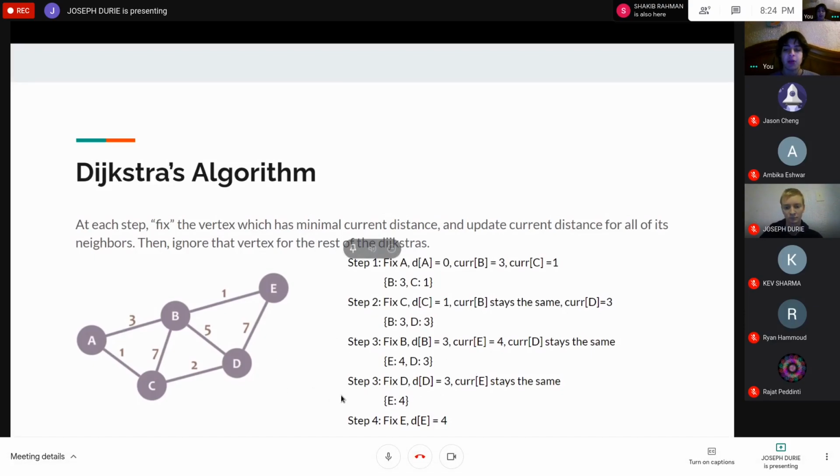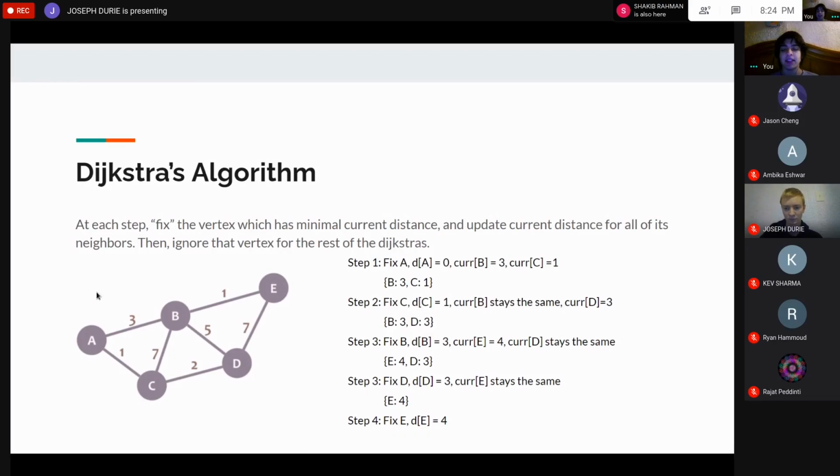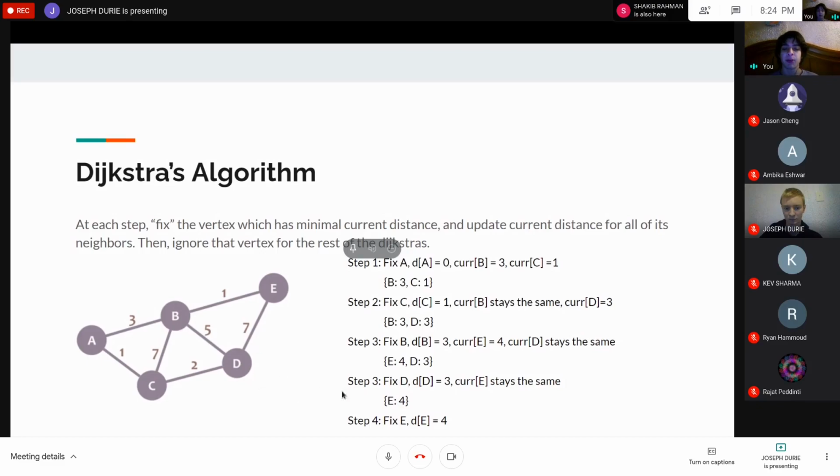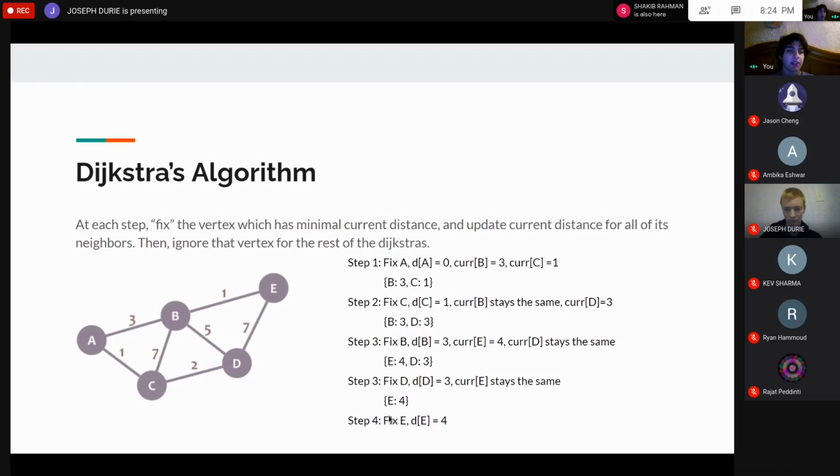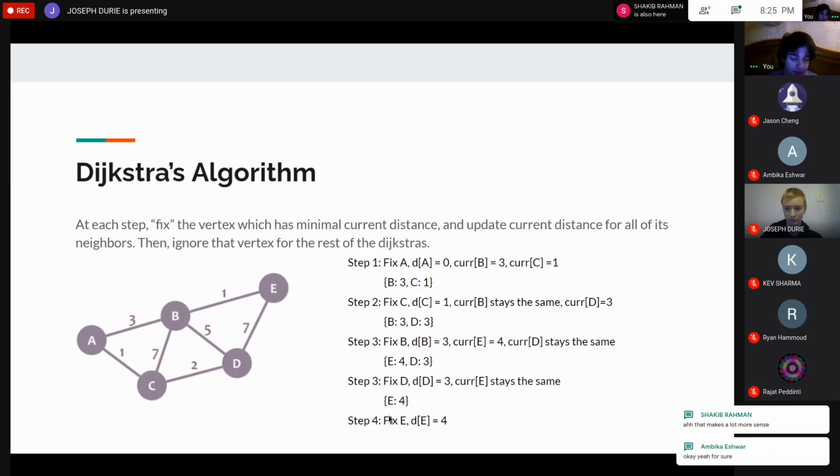Next step, we pop off B. And then now we look at B's neighbors, which are C, A, and D. C and A have been visited, so we do nothing. D has not been visited. However, we don't update it. We don't get an update out of it. And then we mark B as visited, and then so on and so forth until we're done. Does that clear things up? Okay, cool.